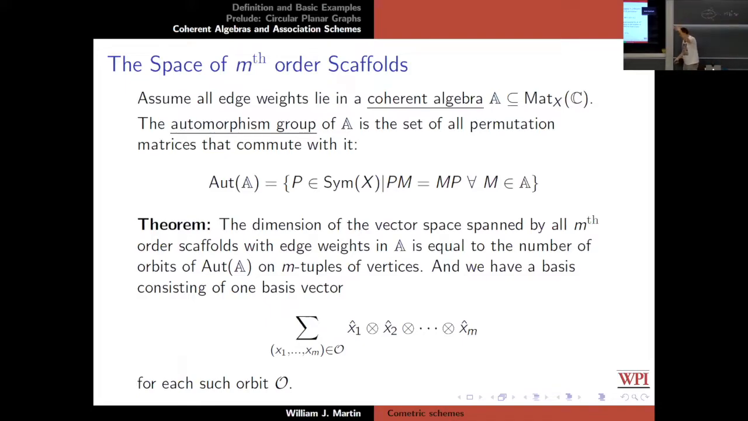This has to be preserved by the automorphism group. So this gives you the dimension. So you'd be interested in cases where this is small dimensional. So distance transitive graphs should give you smaller dimensional third order tensors than distance regular graphs, and so on. And in particular, for distance transitive graphs, the second order scaffolds, I guess that vector space has dimension d+1.